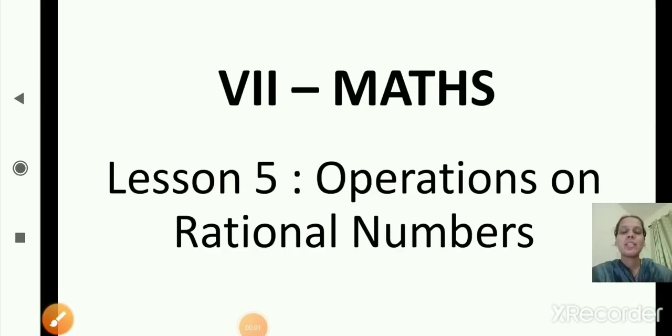Good morning, students. In the previous session we started the decimal form of rational numbers. Now we'll see a few more examples based on this.